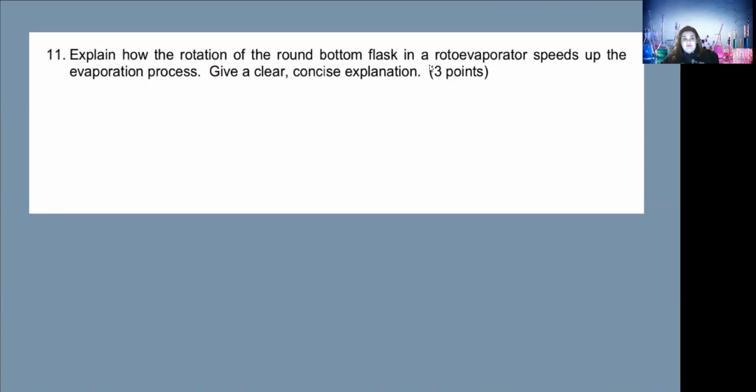Okay, great. This first question states: explain how the rotation of the round bottom flask in the rotary evaporator speeds up the evaporation process. Well, we just talked about this. How do we speed up the evaporation process? Well, the rotation increases the surface area of that liquid inside the flask.